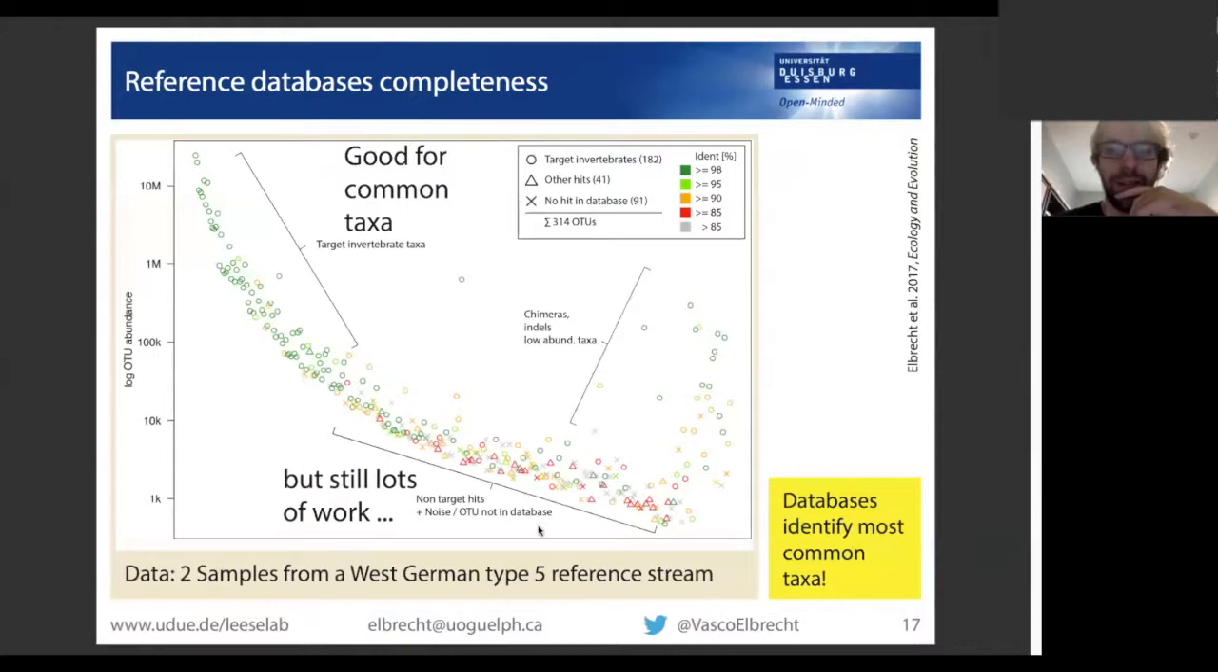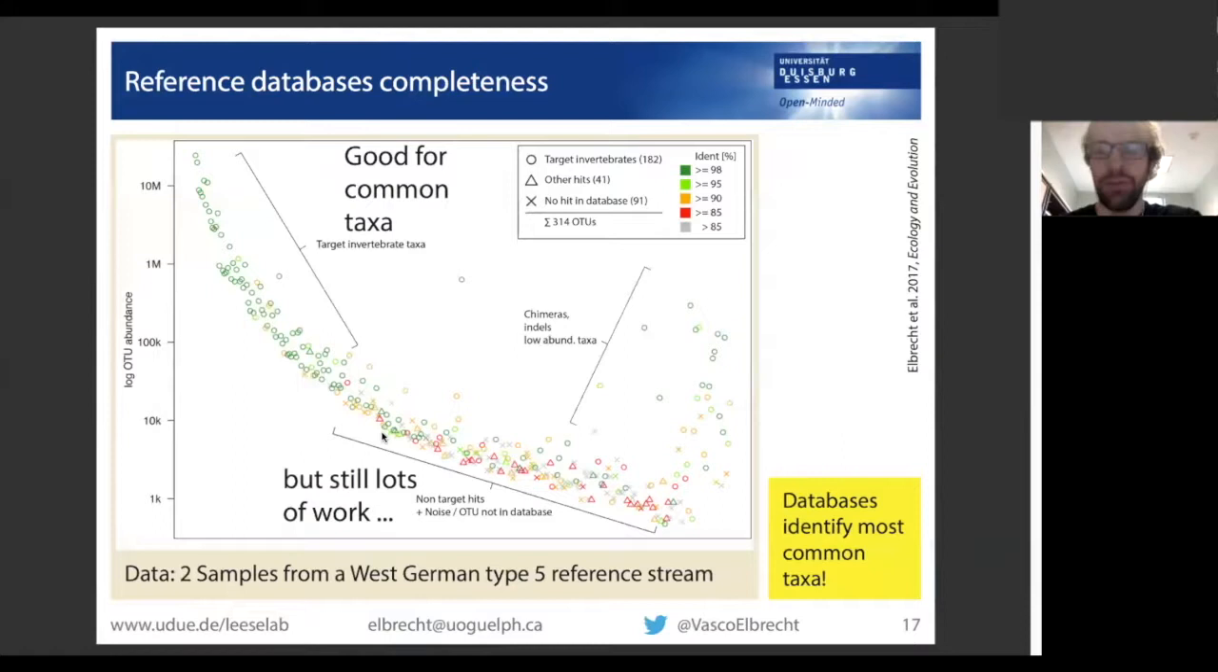So basically, what we have is we're building up those reference databases, and for macroinvertebrates, at least in Europe, they are already quite well developed. So I'm pretty sure you can identify around 90% of your taxa in most samples. So there's a lot of work ahead of us, but it actually works quite well, and it's not that huge of an issue currently.